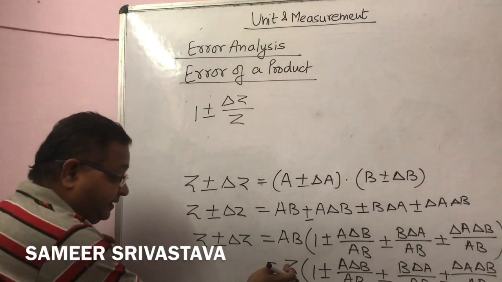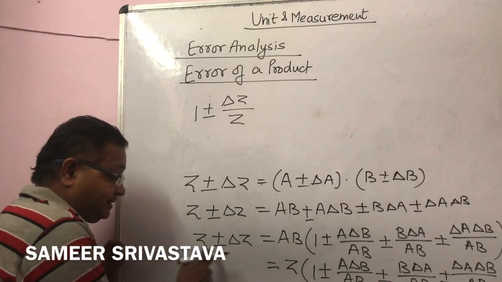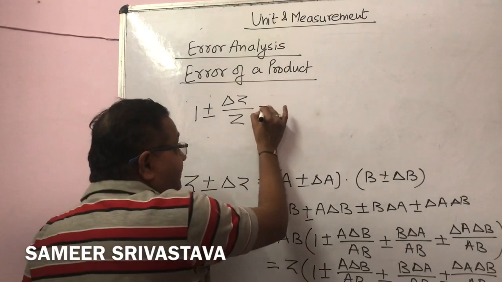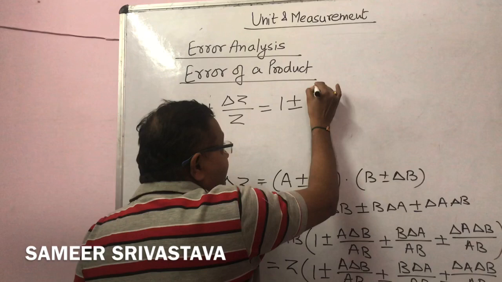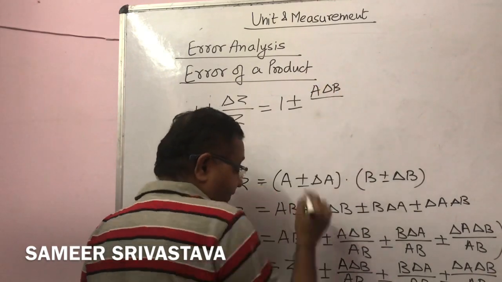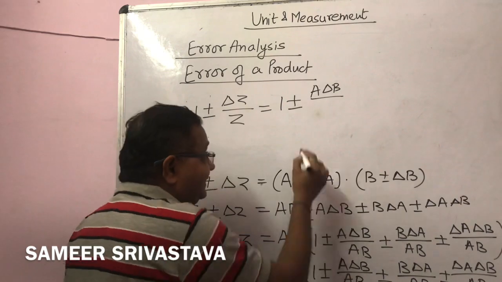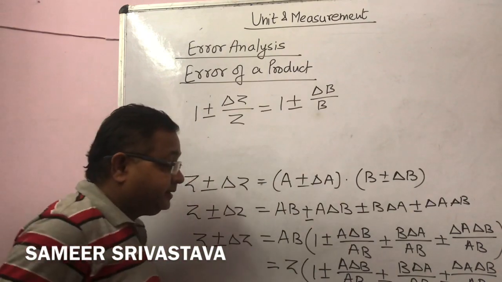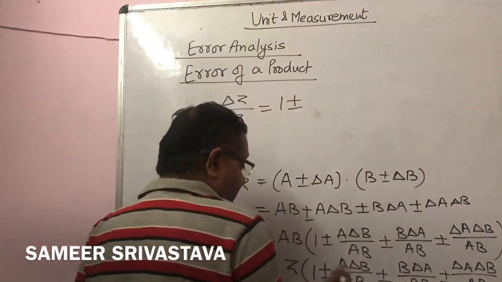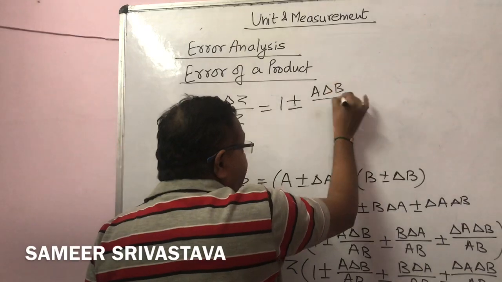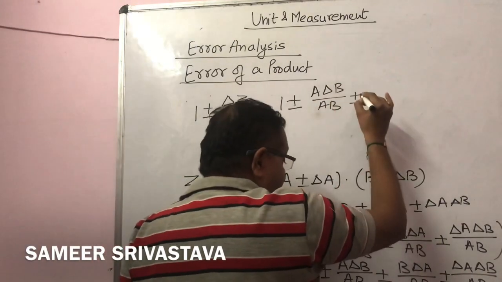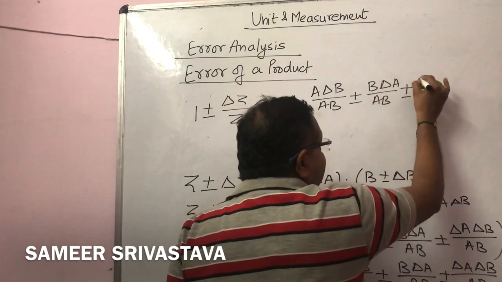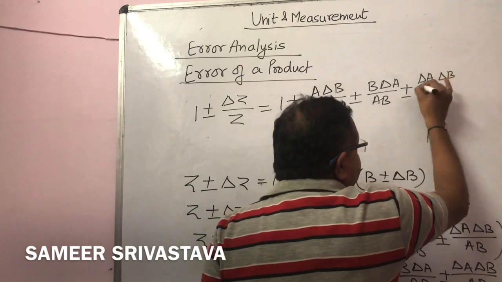How do we get this term? We divide Z from this side, so Z upon Z is 1, giving 1 plus minus delta Z upon Z, which is equal to 1 plus minus A delta B upon AB. A delta B upon AB we can write as delta B upon B. Again, like this, plus minus B delta A upon AB, plus minus delta A delta B upon AB.